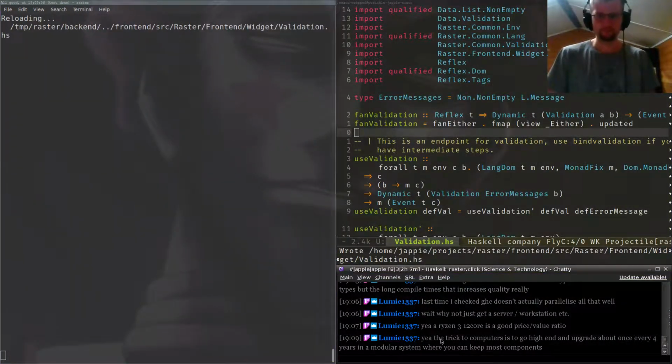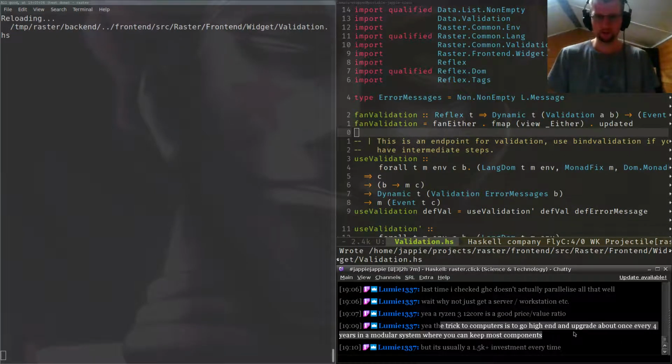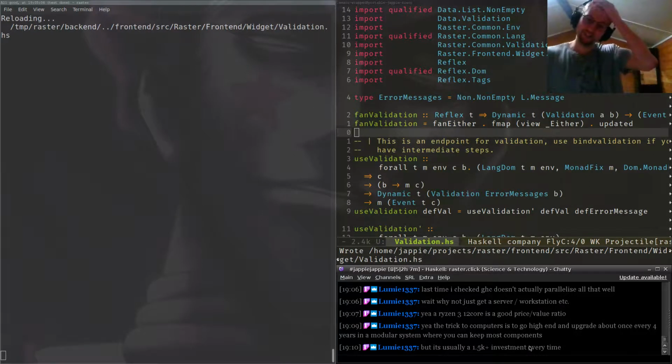Good job. The trick is to get a high-end upgrade about once every 4 years. A modular system where you can keep most components. 1500, yeah. I mean, the nice thing is that I have a company, so I can get like 20% discount, not having to pay taxes. And an additional discount in that I make less money, so my income is lower.